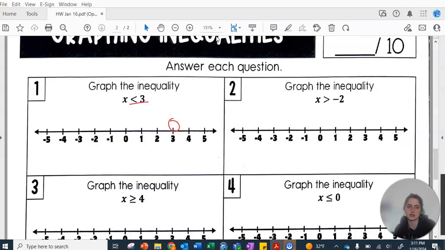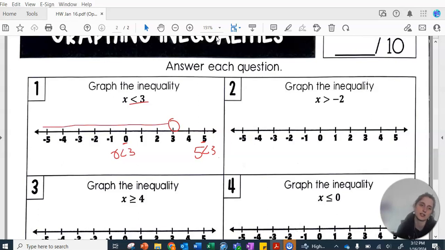And I'm going to test 0 and 5. Is 5 less than 3? No. Is 0 less than 3? Yes. So my arrow should be going this way.